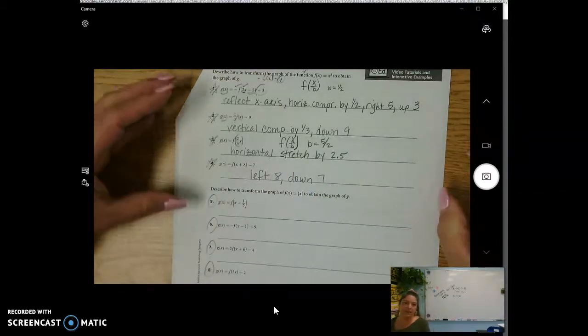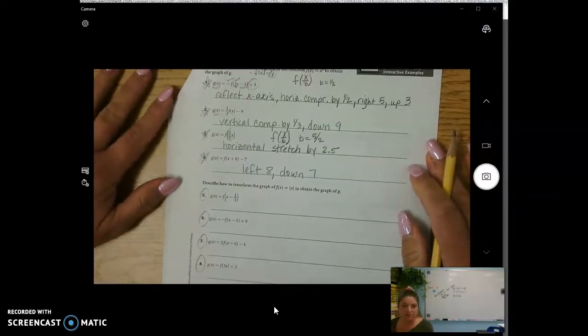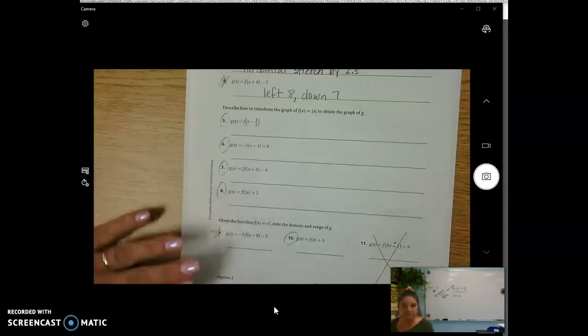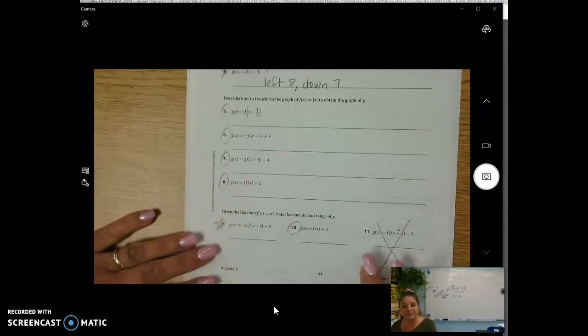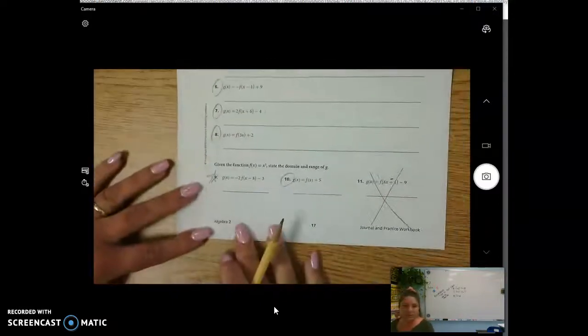This is page 18, I believe, and this is what we did in our notes on Monday and Tuesday. So you're going to try 5, 6, 7, and 8 on your own. I want to talk to you about number 9. You can skip number 11. I want to talk to you about number 9, so let's go look at that one.